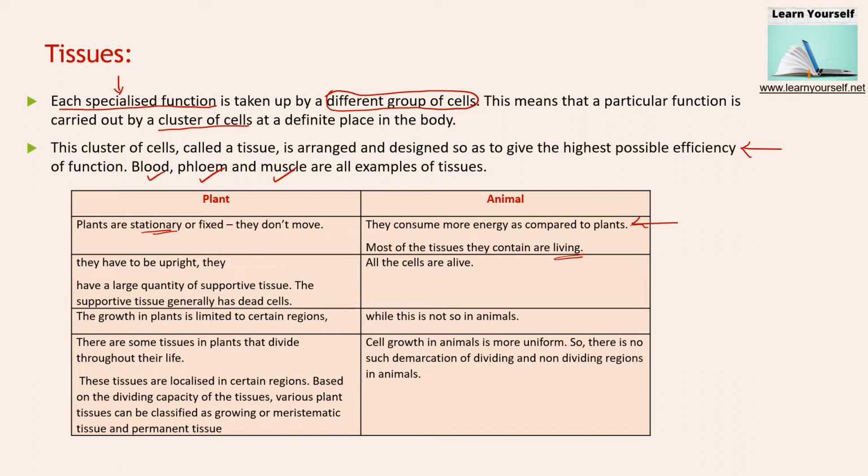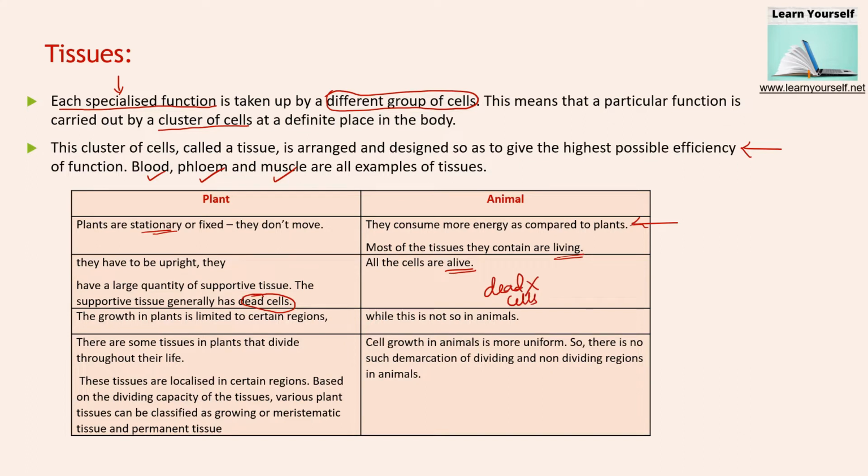Second, plants have to be upright, so they have a large quantity of supportive tissue. The supportive tissue generally has dead cells, because they have to stay upright and straight, and in this function the dead cells support them. Whereas in animals all the cells are alive. In animals there are no dead cells.